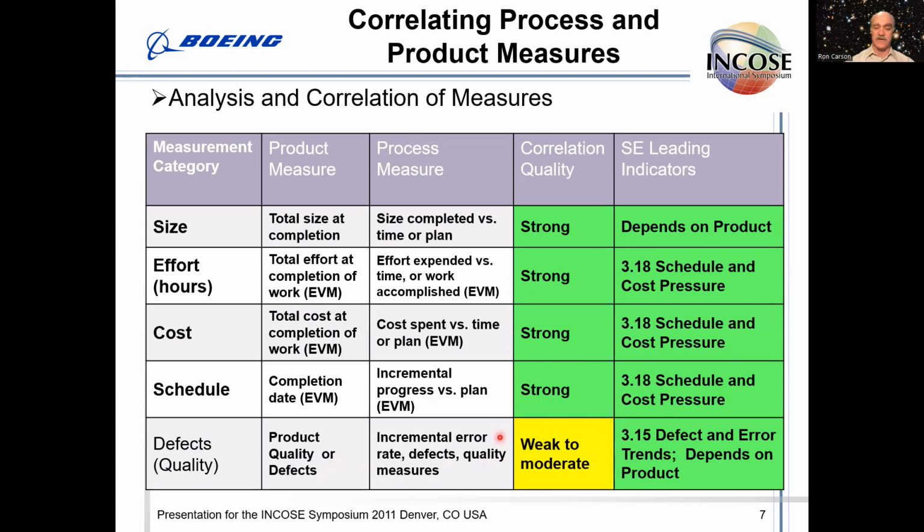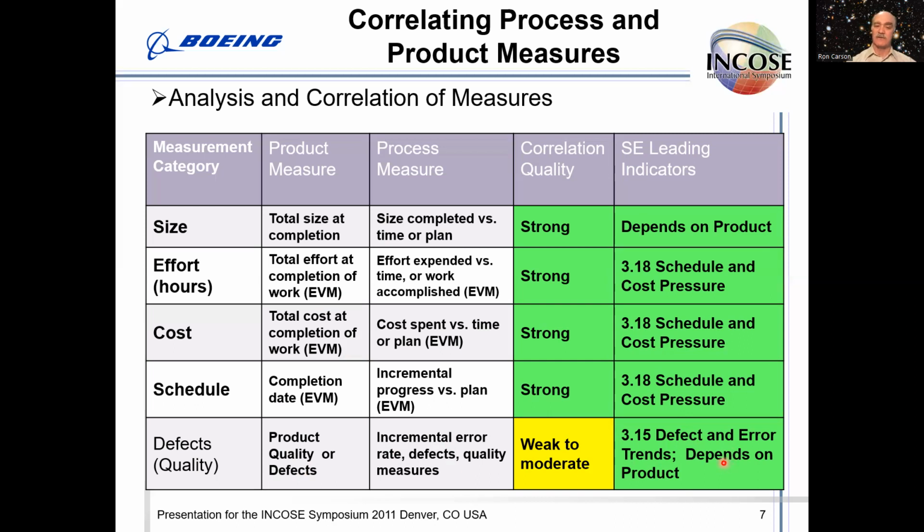If we were measuring incremental error rate or defects or quality measures along the way, then we would be able to see a correlation. But otherwise, in general, this might be a weak to moderate correlation if we weren't actually measuring the product quality of the end item along the way. So there is a leading indicator on defect and error trends, and the specifics depend on the kind of work product that you might have.